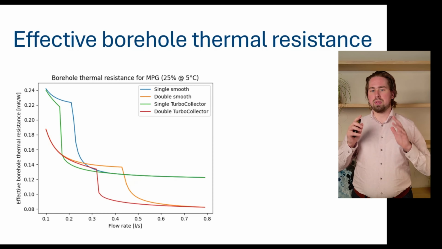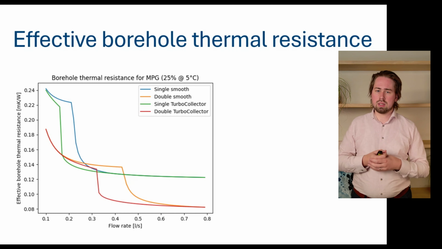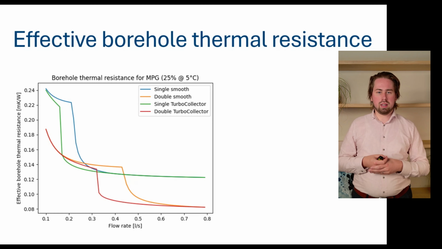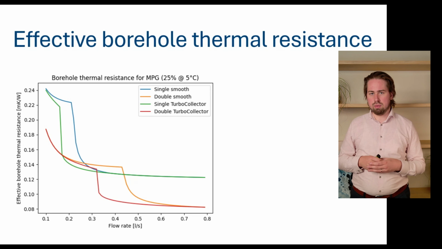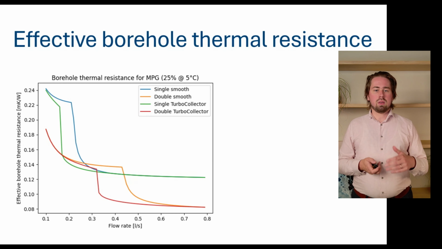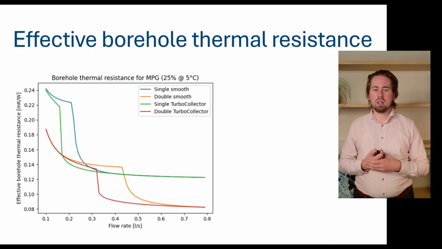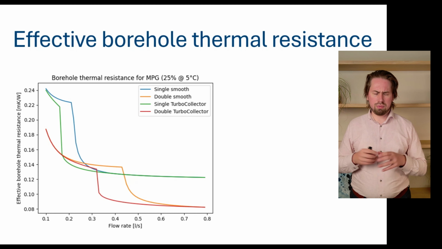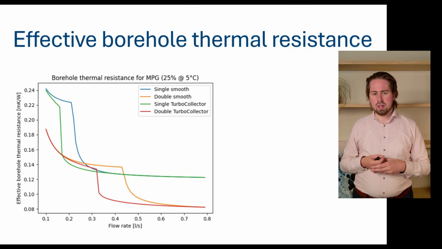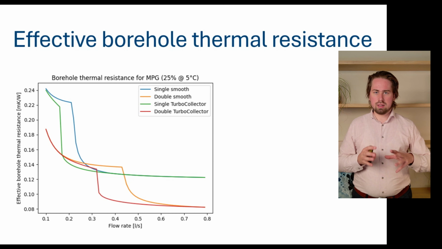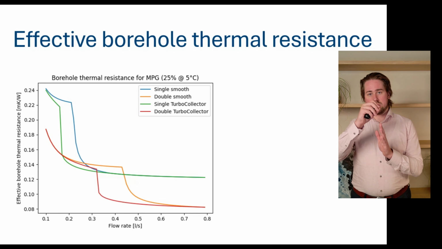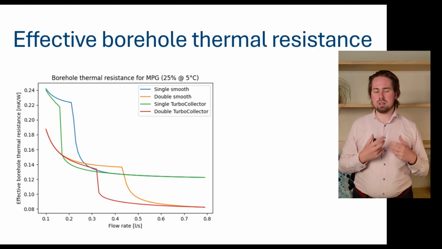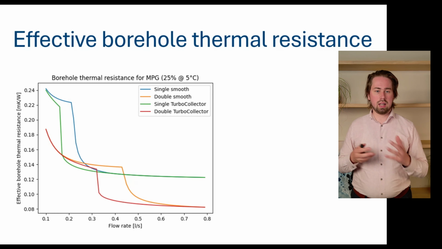here the same graph for a probe of 100 meters borehole depth in a borehole of 140 millimeters, a grout of 1.5 watt per meter Kelvin, and monopropylene glycol 25 volume percent, 5 degrees Celsius. We see here our single and our double U-tube, but we also now see the single and the double TurboCollector, all of them DN32, PN16. And what you can see here is that the turbo effect is clearly visible because the turbulence, or the drop-off towards this transient zone, occurs at a lower flow rate, a lower Reynolds number for this TurboCollector, both for the single and the double one.